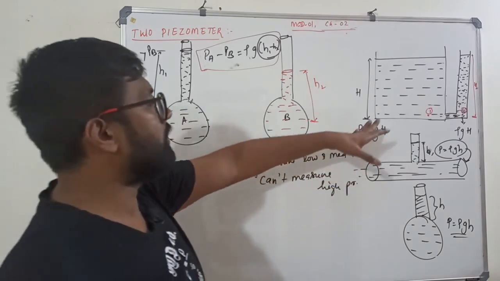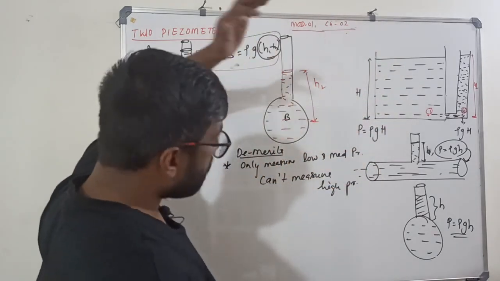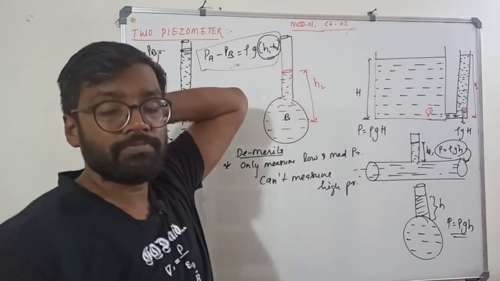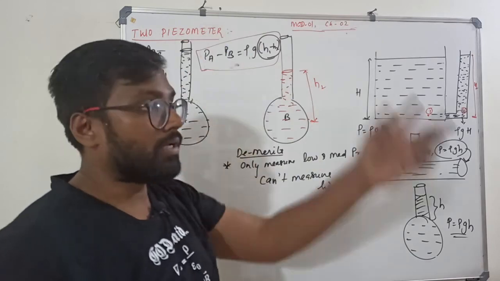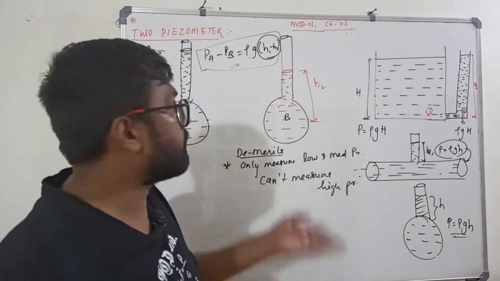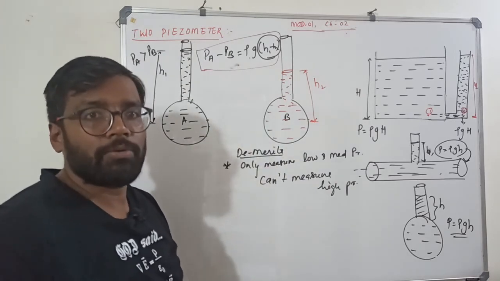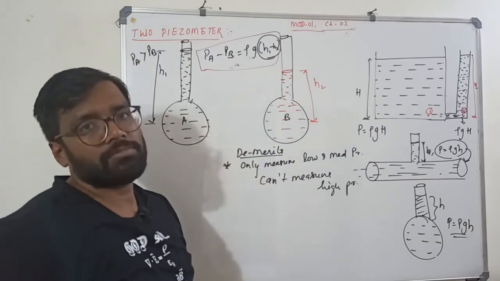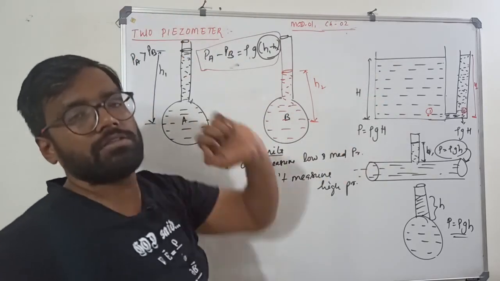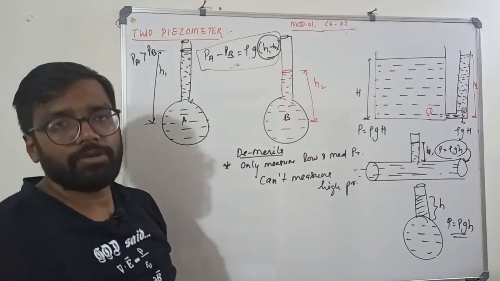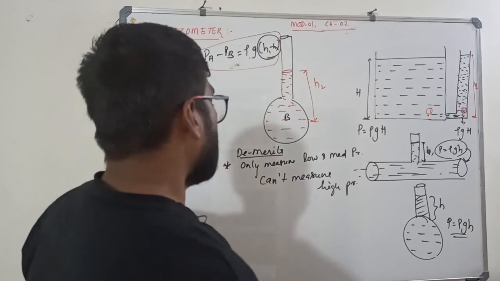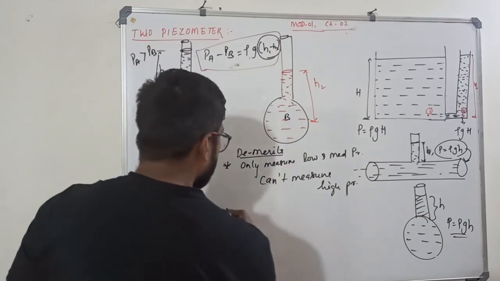Imagine you have only water. Let us say this fluid is passing through water at a certain velocity, certain pressure. Let us say 1 bar pressure above the atmospheric it is asking. It means I need a 10.33 meter height. Are you getting my point? So I cannot go for high pressure measurement. How big a length of tube are you going to make? So it cannot measure high pressure, only low and medium pressure.